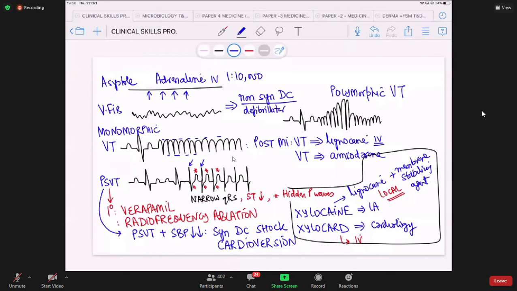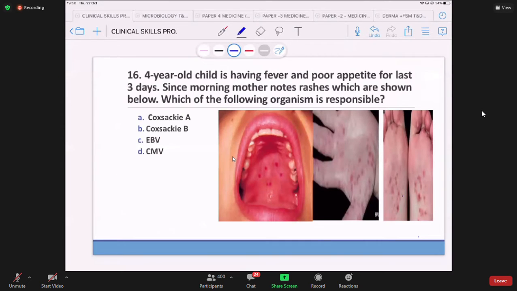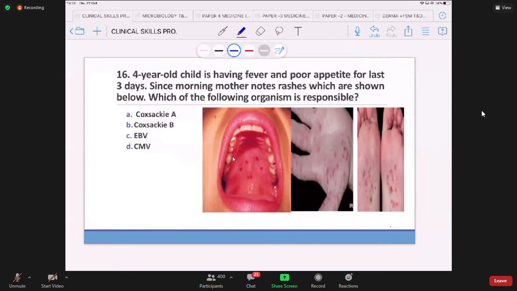Arrhythmias in ECG, tachyarrhythmias, that's the basic skill that you should be able to crack. So I'll just do a few more and we are done for today. Let's look at another question. Let's rush through, guys, quickly. Okay, moving to the next one.